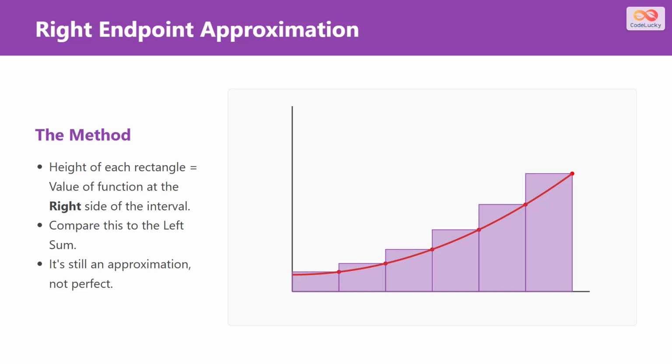Alternatively, we can determine the height using the right side of each strip. This is called the right endpoint approximation. Depending on whether the curve is going up or down, this might overestimate or underestimate the true area. It is still just an estimate.